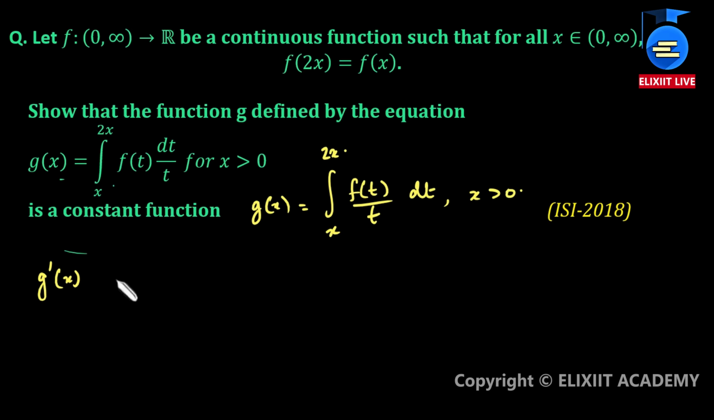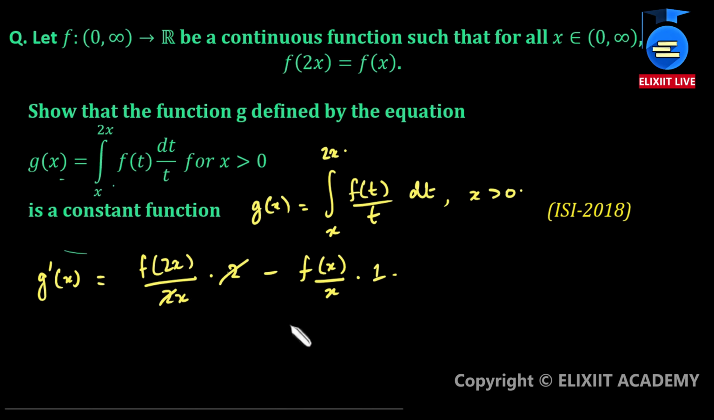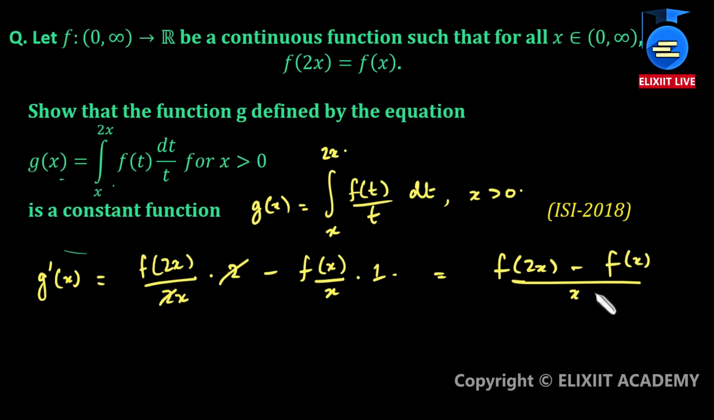So g dash of x will be, simply use the Leibniz rule, simple Leibniz rule, isn't it? f of 2x by 2x into differentiation of 2x, that is 2, minus f of x divided by x into differentiation of x, that is 1. Okay, so here I'm getting some cancellations, 2 and 2 get cancelled out. So we have f of 2x minus f of x divided by x over here. Now we have got this relation that f of 2x is equal to f of x. So this is 0, isn't it? 0 by x, which is 0. In this case, g dash of x is equal to 0, which means simply g is a constant function.